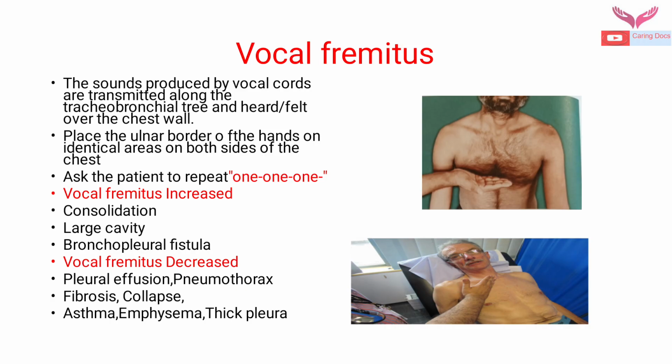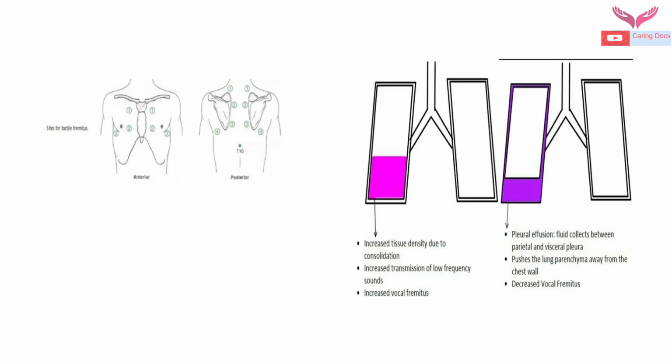It is increased in consolidation, whenever there is a large cavity in the lung, and bronchopleural fistula, and this vocal fremitus is decreased in pleural effusion, pneumothorax, fibrosis, collapse, asthma, emphysema, and thick pleura. This is the picture which is showing how we check the identical areas by which we can do the testing of vocal fremitus, and what are the conditions in which it is increased and decreased.